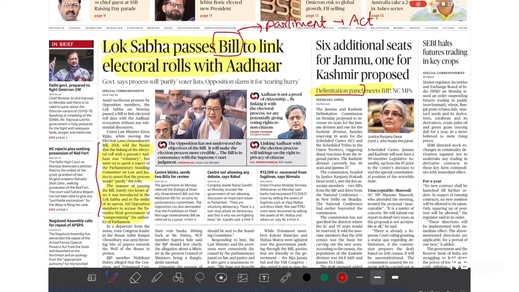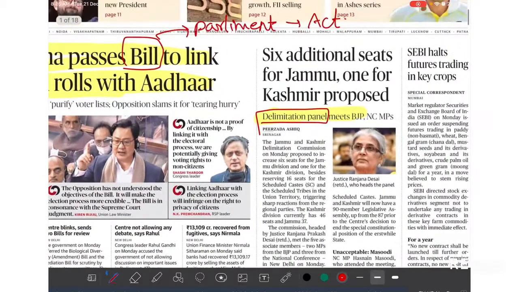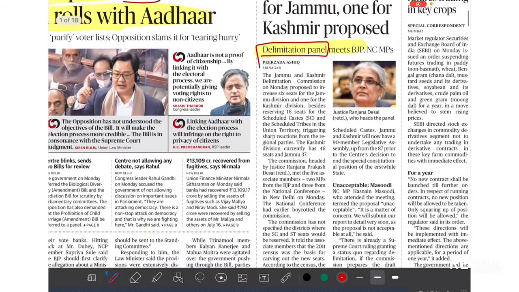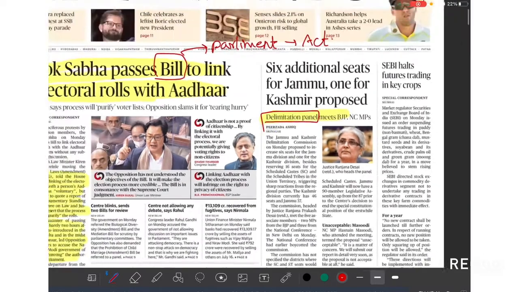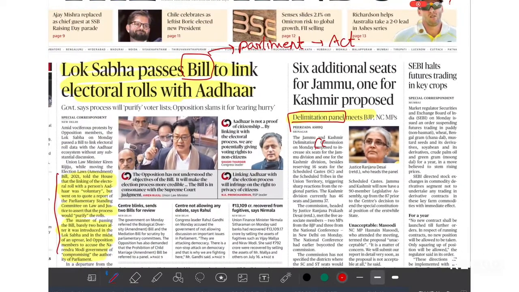What is a delimitation panel? Understand that this has been in the news with respect to delimitation of seats in the UT of Jammu and Kashmir. So what is a delimitation panel? What are the constitutional provisions with respect to the delimitation panel? All things need to be seen.